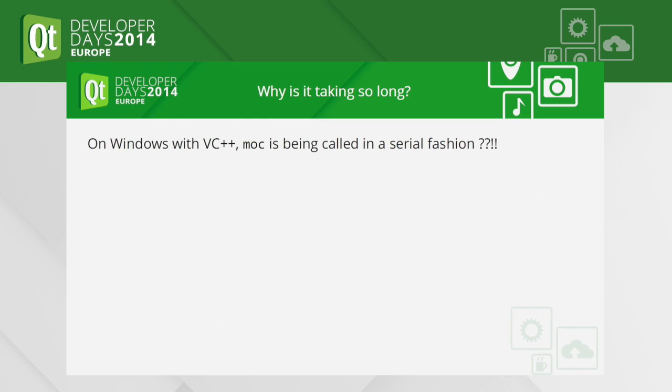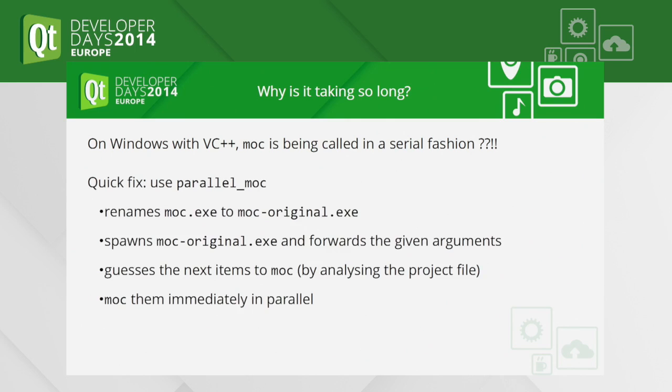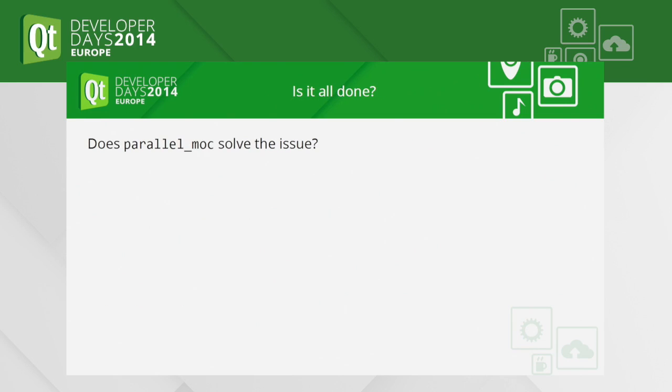Especially on Windows with Visual C++, moc, the step where you moc your header files, is called on only one core. Whatever the number of cores you have, only one is used. So to fix that, I developed a simple, stupid tool called parallel moc that is called instead of moc, and itself it forwards its parameters to moc. And at the same time, it tries to anticipate the next calls to moc and run them right now in parallel, so the next calls will be very fast.